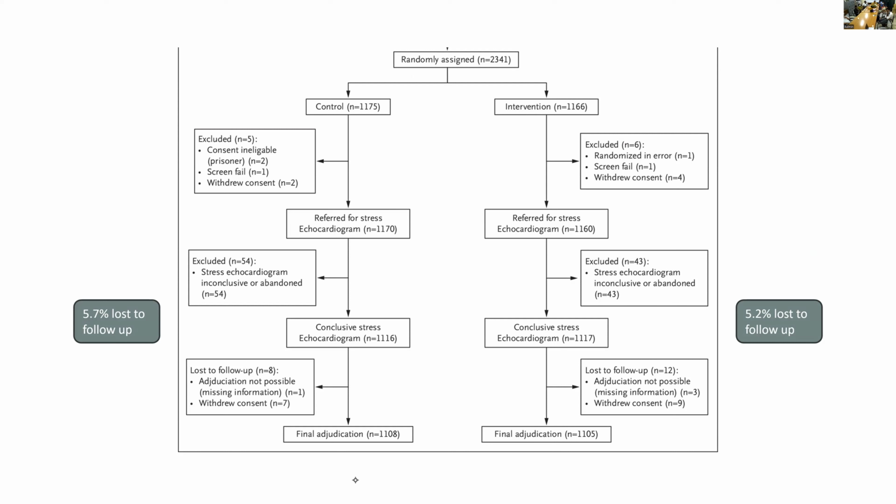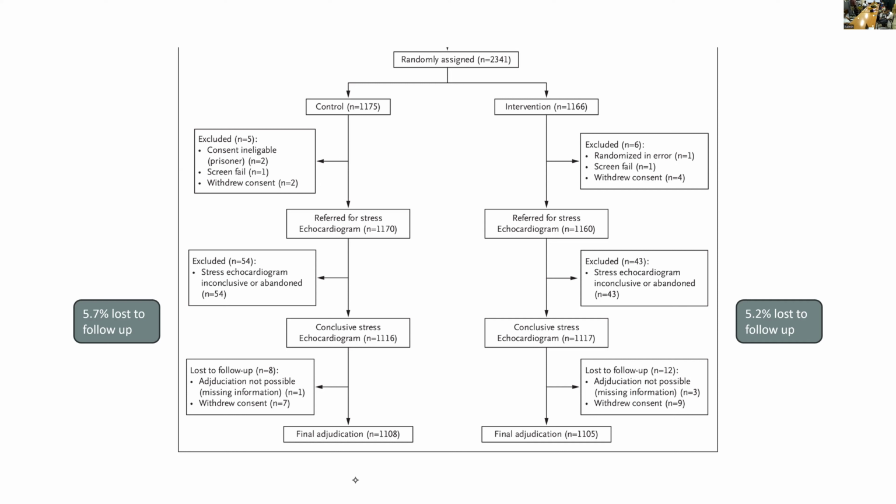This is the control arm, so no AI this side. Then another 8 were lost to follow up. Adjudication not possible because of missing information is 1, and 7 of them withdrew consent, so we can't say much about that. So 1,108 underwent the final adjudication of outcome, and 5.7% total were lost to follow up on this control side.